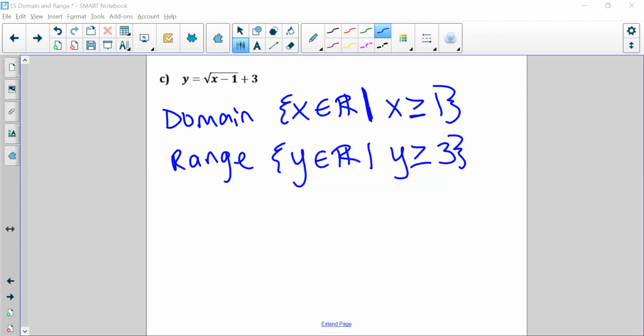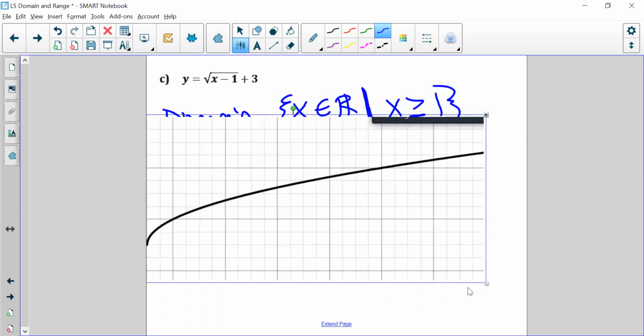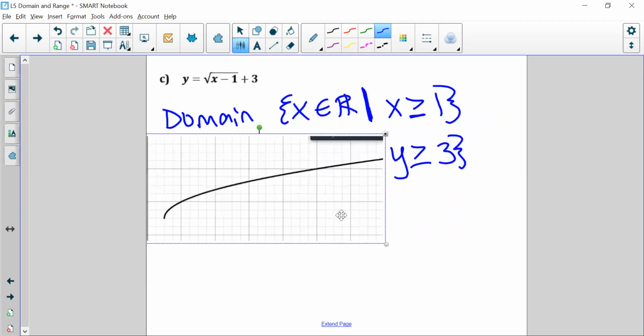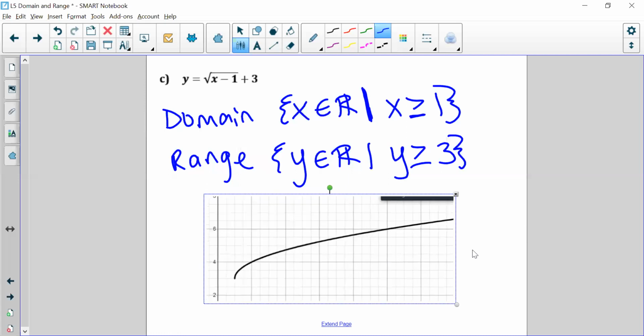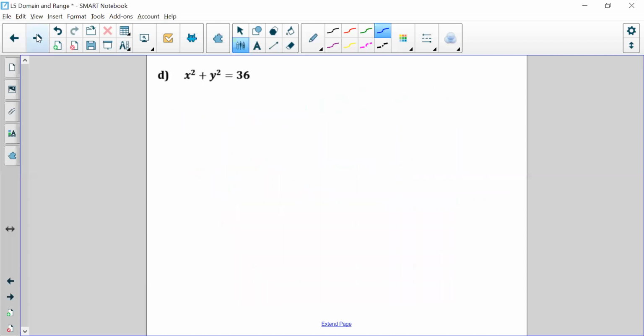Okay, we're going to look at a couple more functions. Any questions so far on what we're doing here? You're looking at the graph and just trying to determine if there's any kind of limitations that exist. If you have questions, you're just going to have to ask them or pop into Math Help too. I'm happy to do that as well.